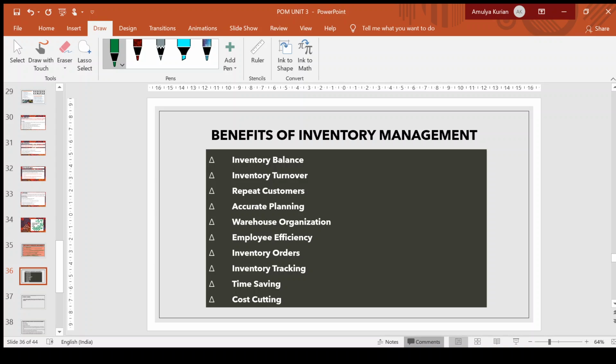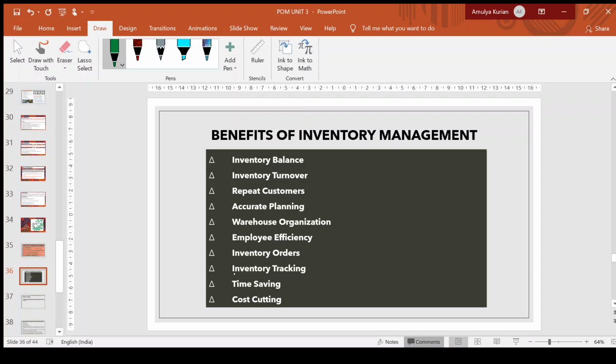Then employee efficiency. If you are having an inventory management in place, the company can empower their employees to help the company manage inventory. It helps in training and development of the persons, and it will be motivating to the workers. Then inventory orders: tracking the inventory in hand will help to make smarter decisions about what and when to order.